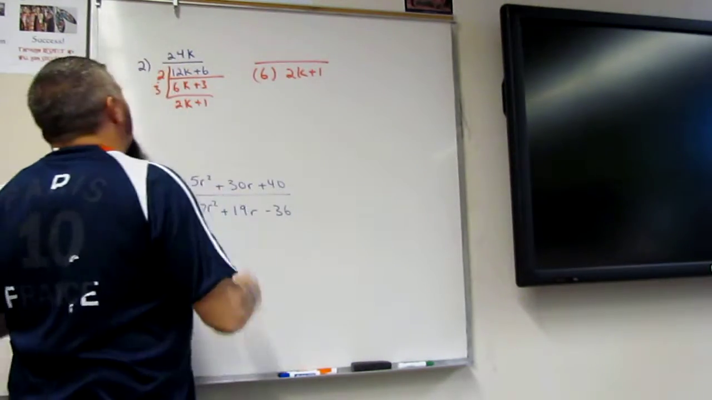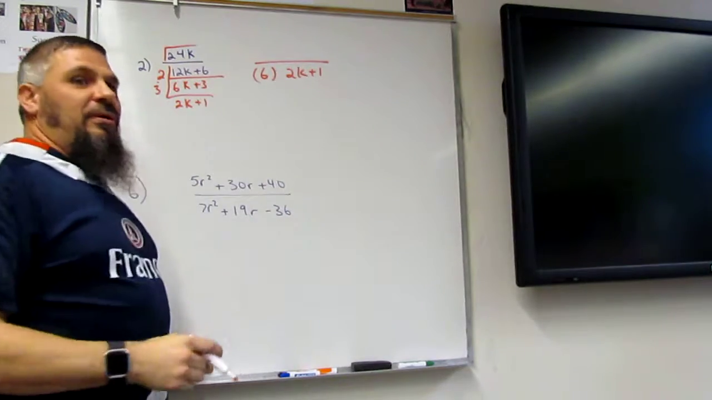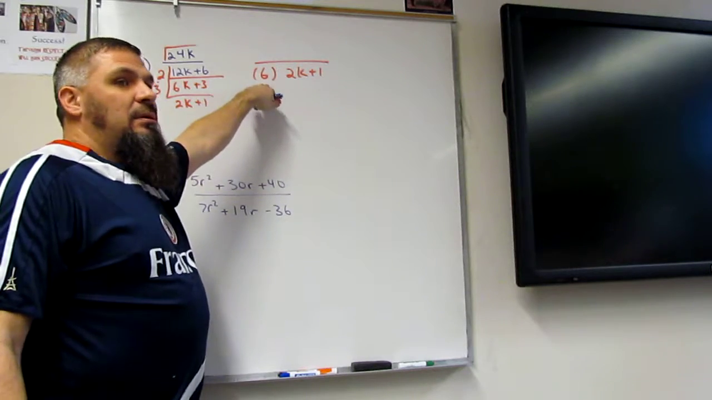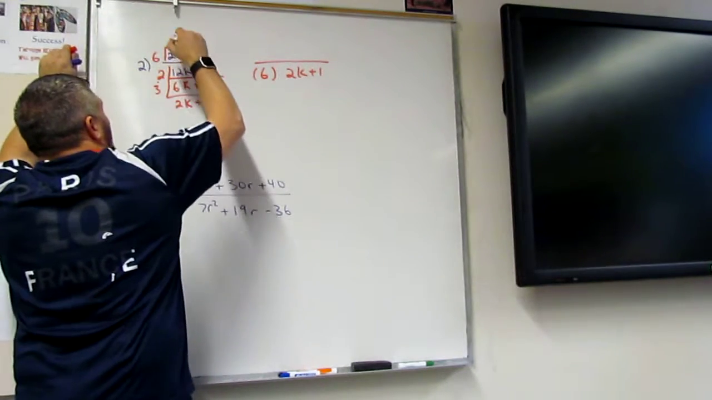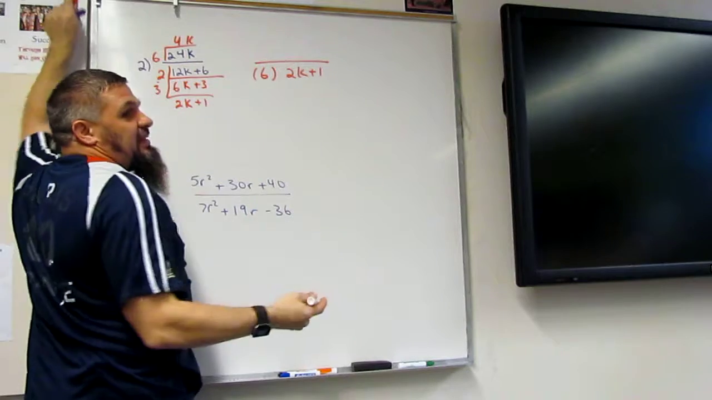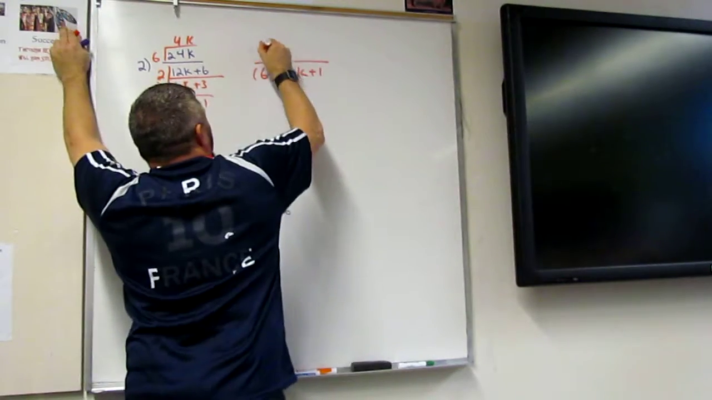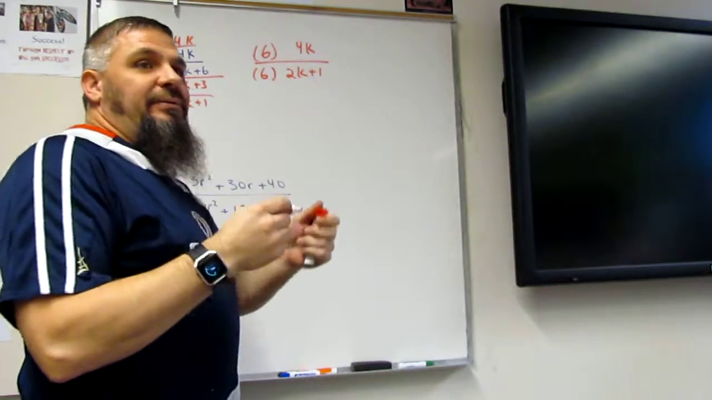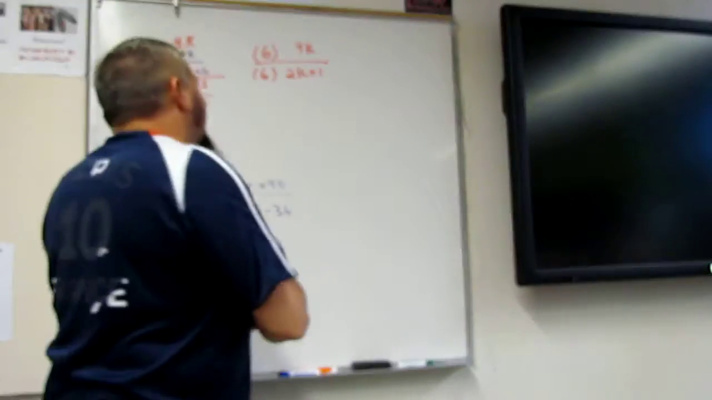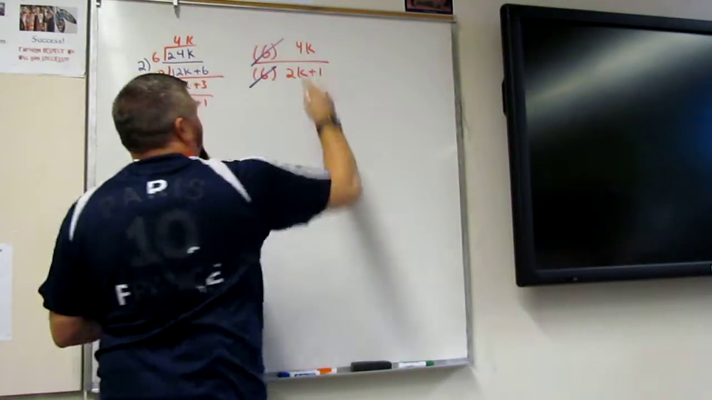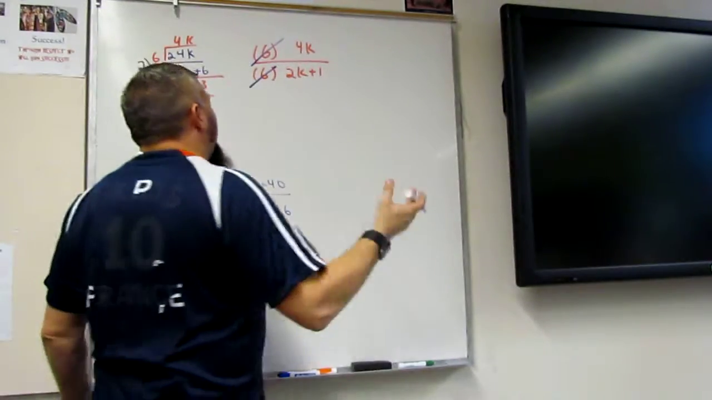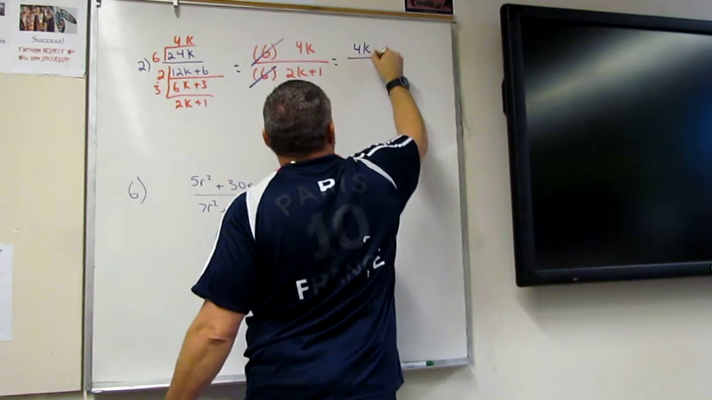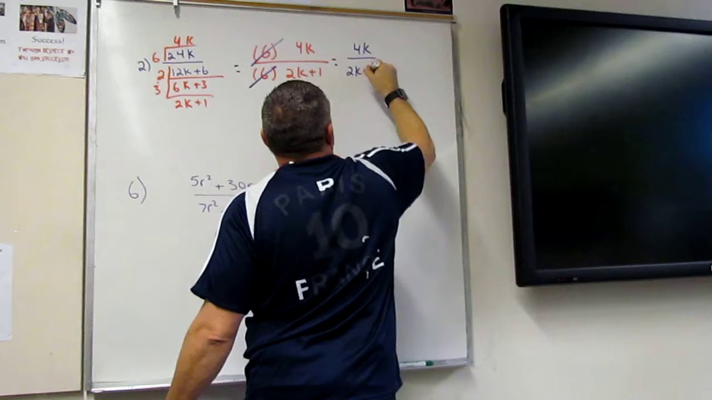Now I could ask myself, what goes into 24? Does 6 go into 24? Yes, 4 times. So 4k would be left over. So I would have 6 and then 4k, and then the 6 cancels out. This cancels with that one, and you're left with 4k divided by 2k plus 1.